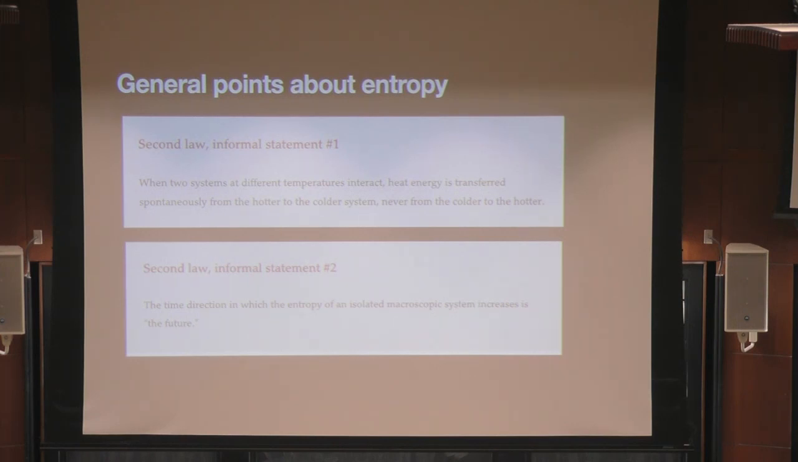And then the other informal statement is that the time direction in which the entropy of an isolated macroscopic system increases is the future. So we think of the arrow of time as proceeding forward and proceeding in this direction.